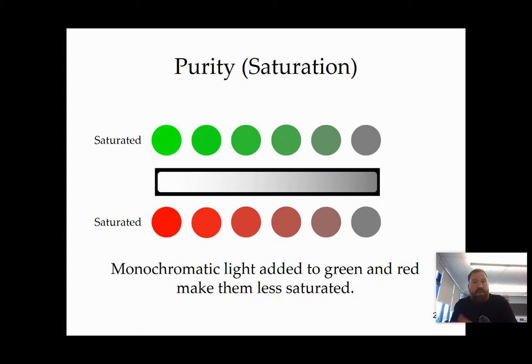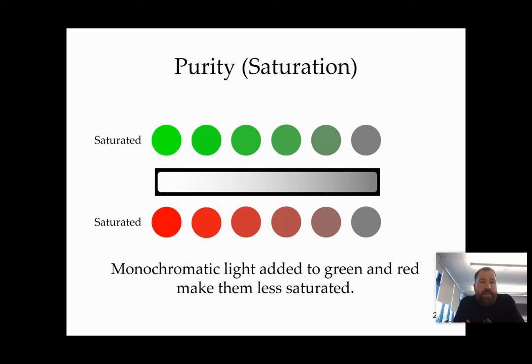There's something called purity that we should just mention briefly. This is where you can add light to a different color, which kind of grays it out. It kind of overpowers it a little bit. So you can talk about how saturated a color is in our spectrum. That's not really in the book. It's just kind of an extra thing to talk about.